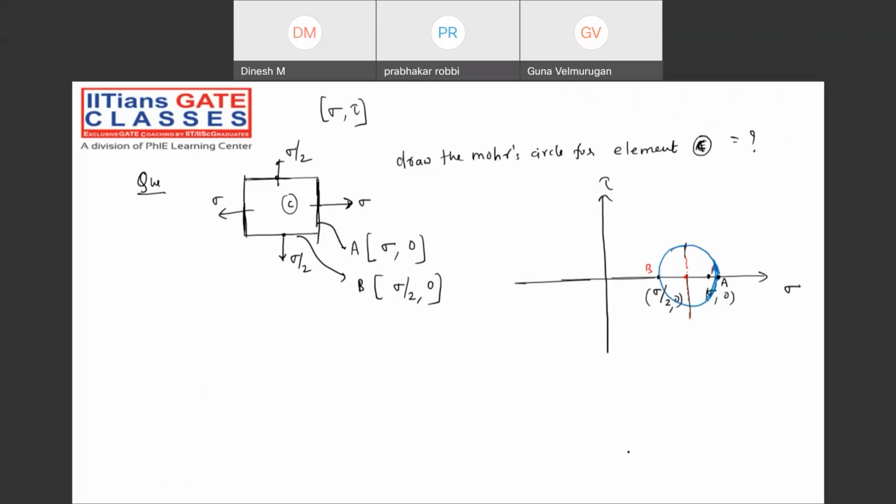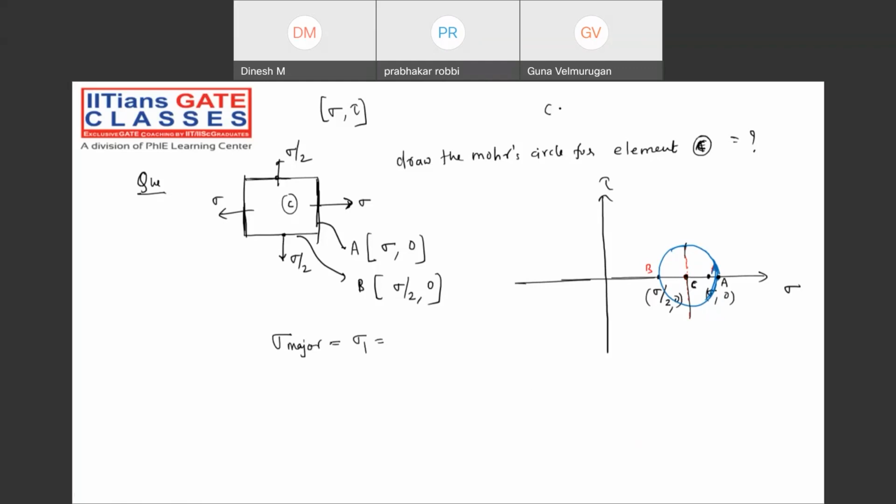Now, not only are we drawing the Mohr circle, we are finding so many things. Whatever the things we are finding by the analytical method, we are finding by Mohr circle also. Now, what is the major principal stress? If somebody asks you sigma 1 value, that is very simple. First of all, find the center. What will be the center?